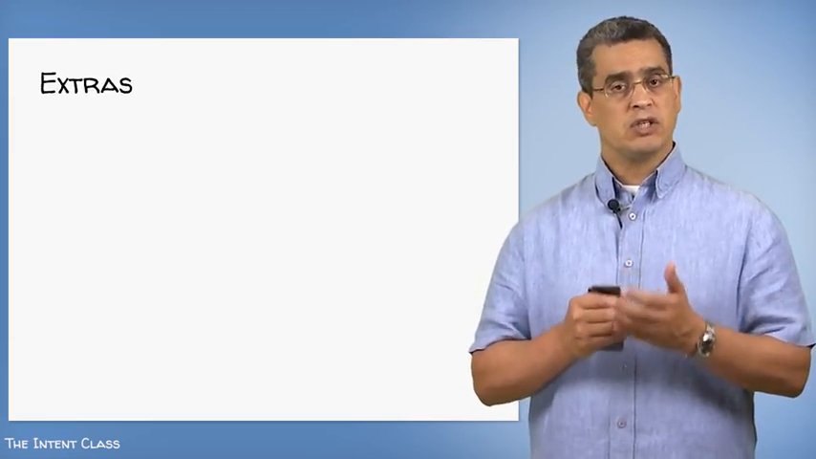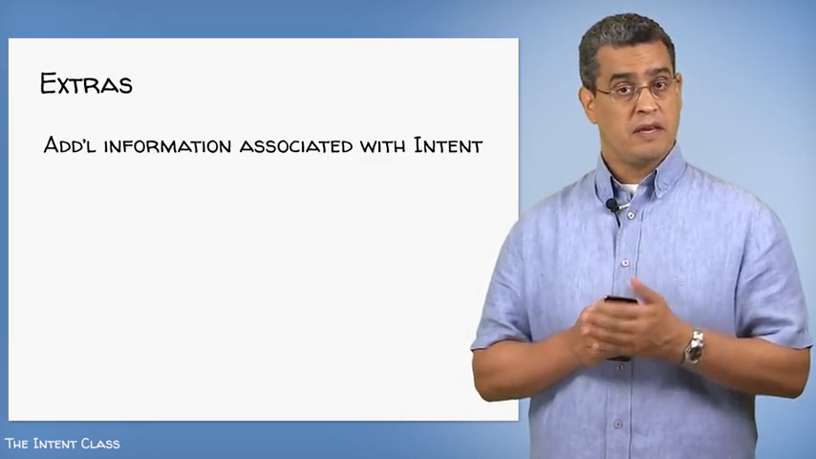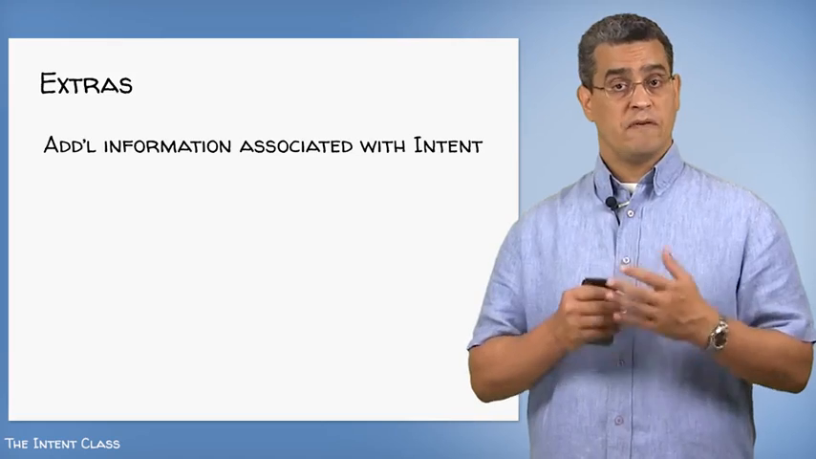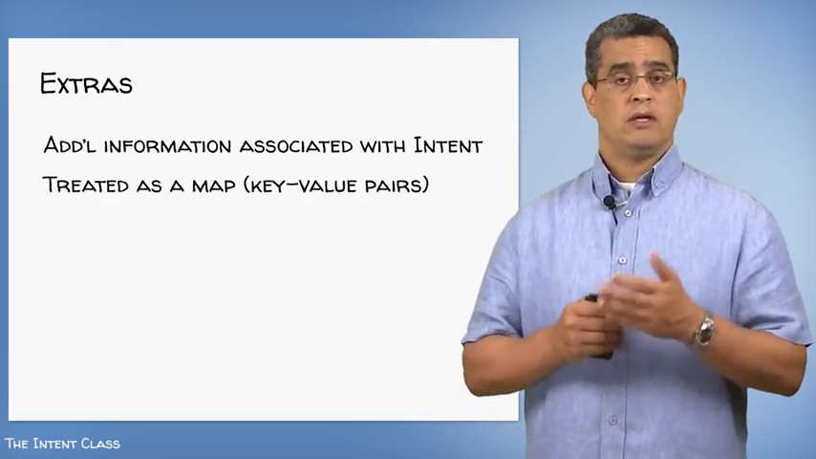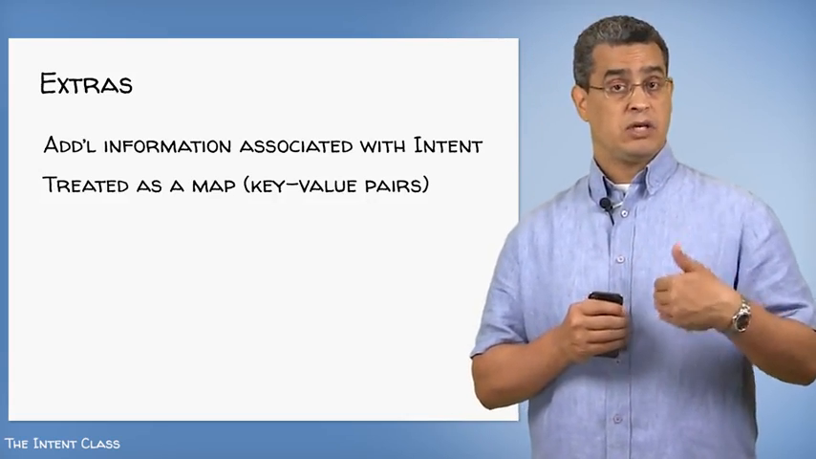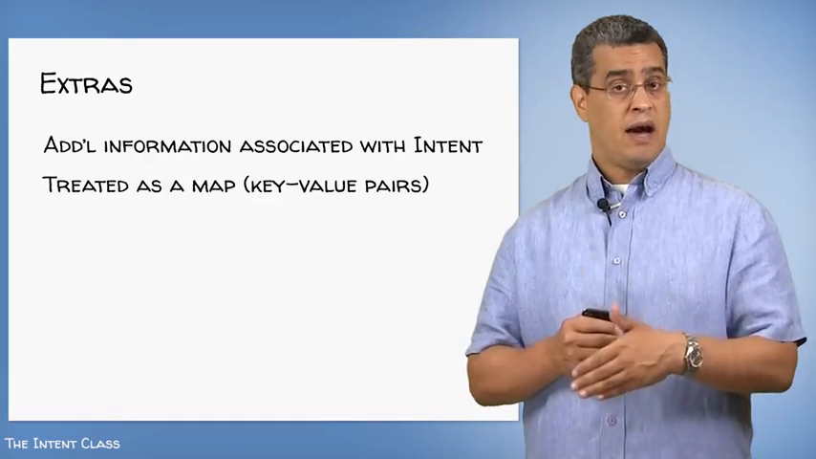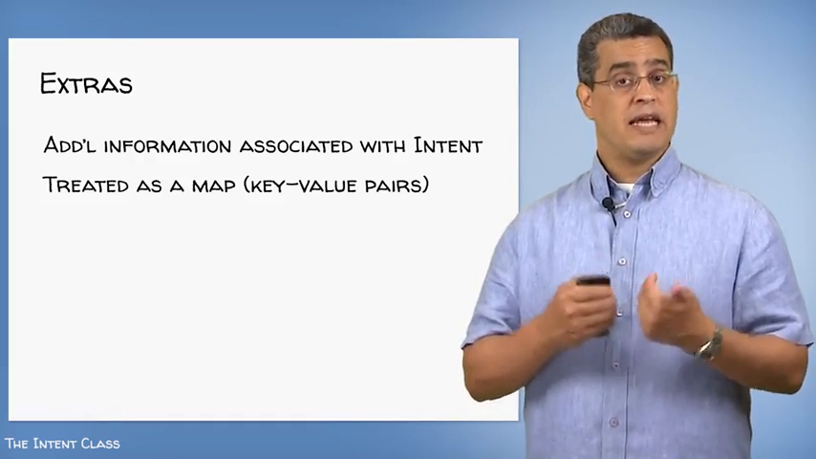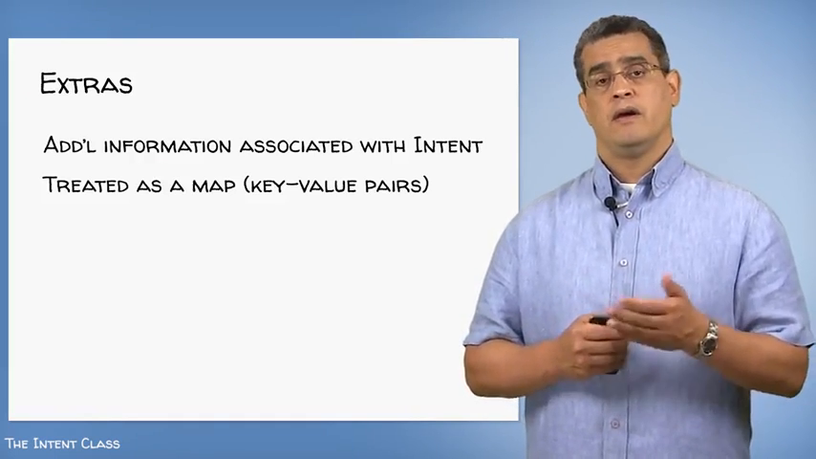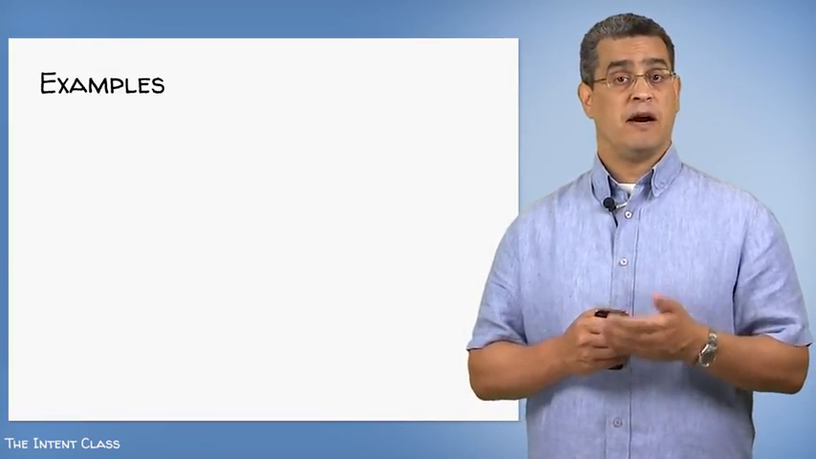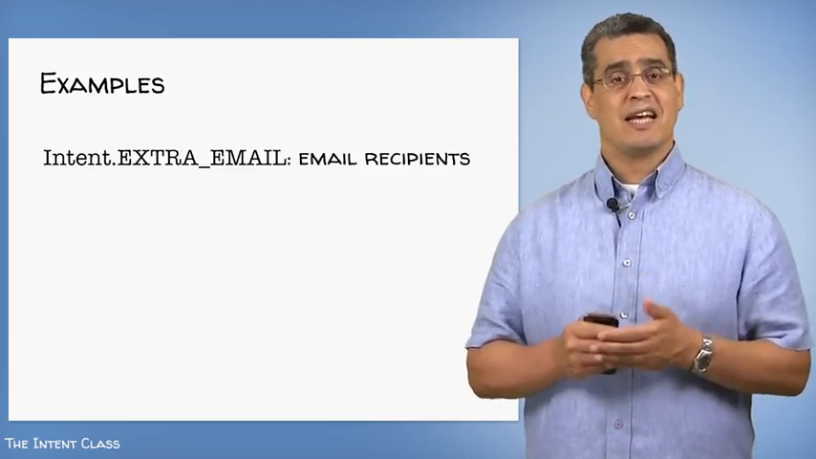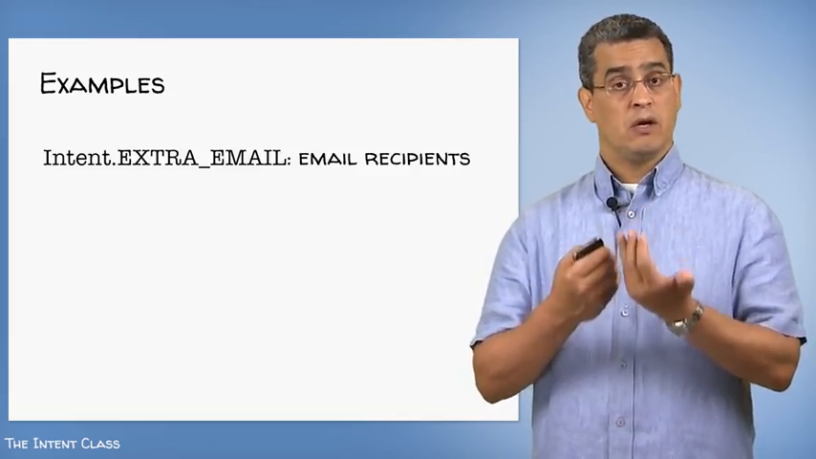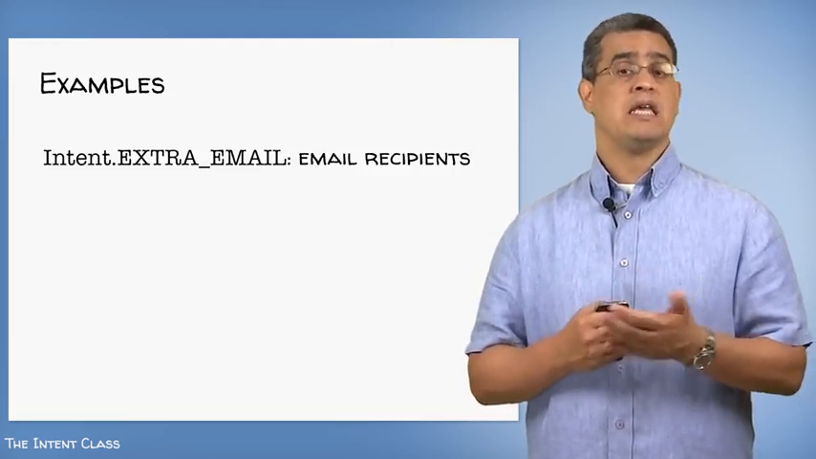Extras store additional information associated with the intent. Now, extras are effectively a map of key-value pairs. And so the target activity has to know both the name and the type of any extra data that it intends to use. Now, for example, the intent class defines an extra called EXTRA_EMAIL. And this extra is used to pass a list of recipients when sending email.